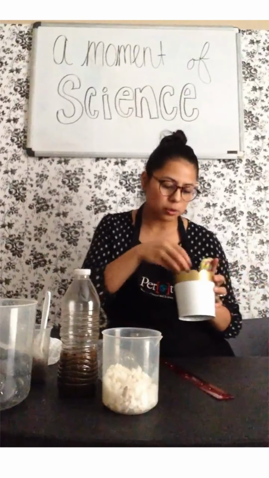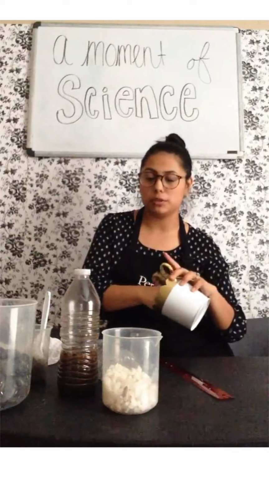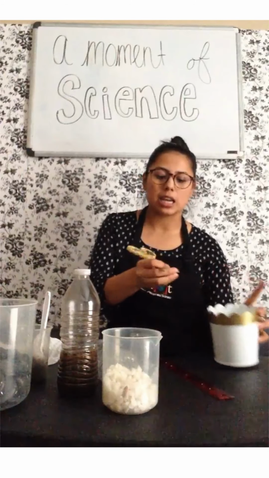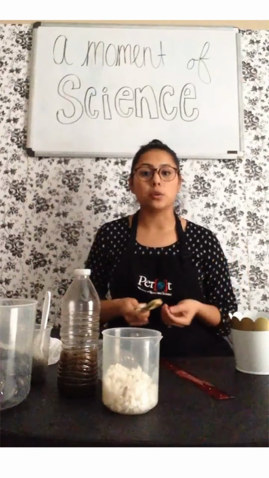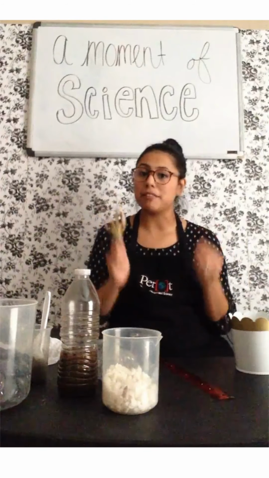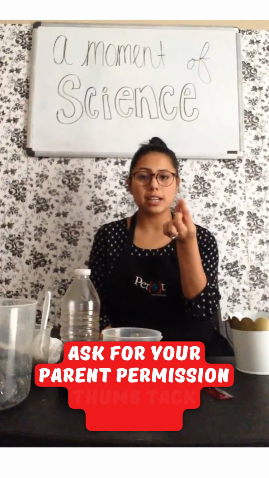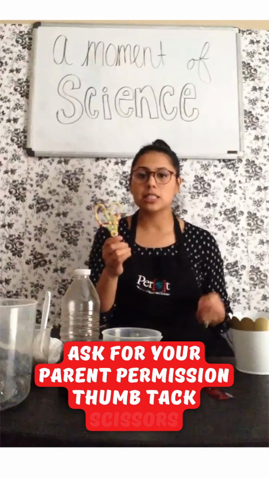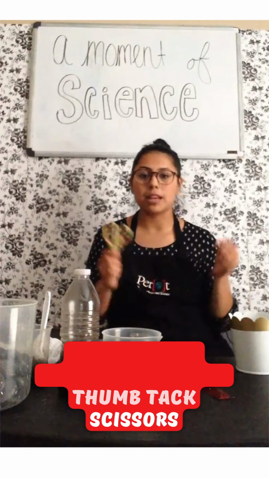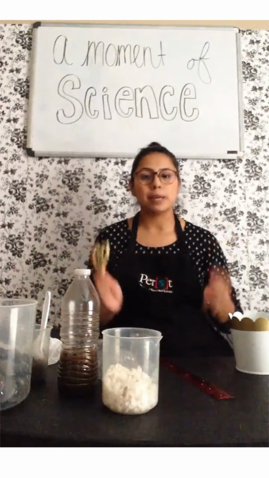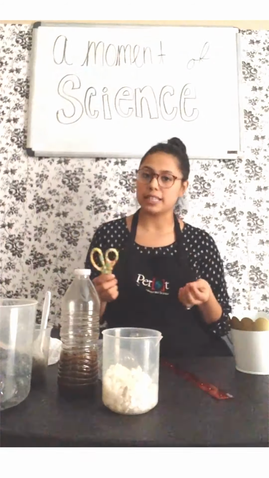And then the final 2 are things that you need to ask if you have permission to use. More than anything, just for your safety, make sure that you have permission from your parents to use them, and if not, make sure that you're being supervised. I have a thumbtack here, and I also have a pair of scissors. Please be careful when you're using these. If you have permission, be careful, and if not, make sure that an adult is doing it or supervising you.